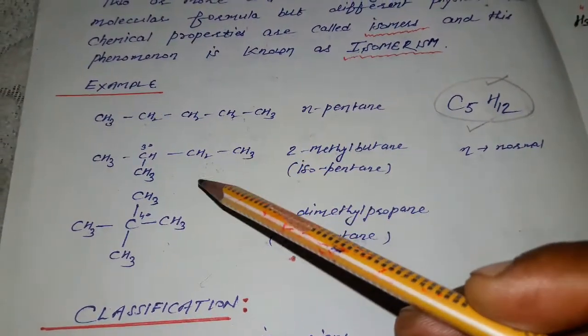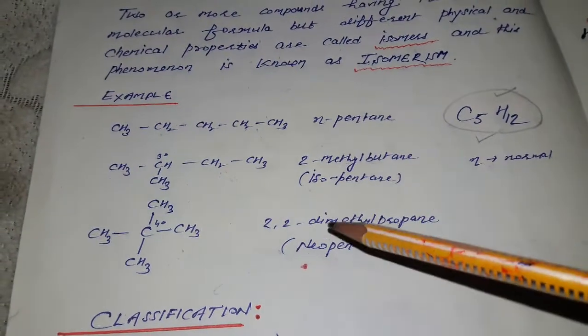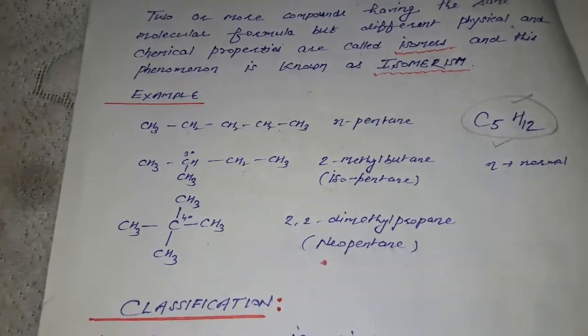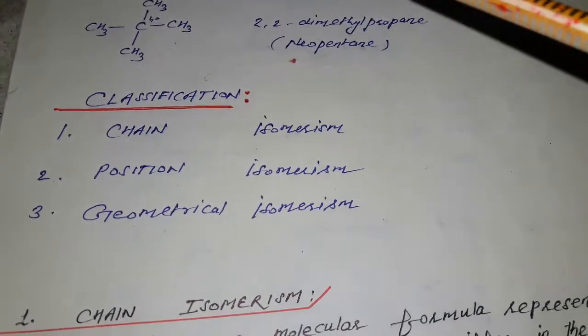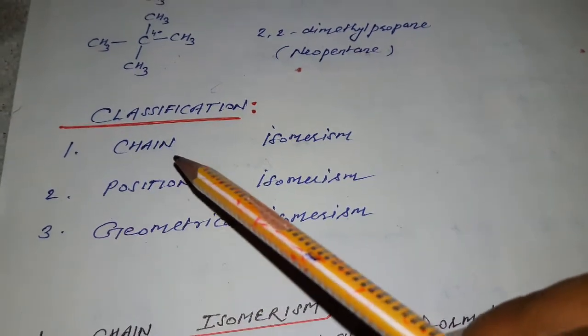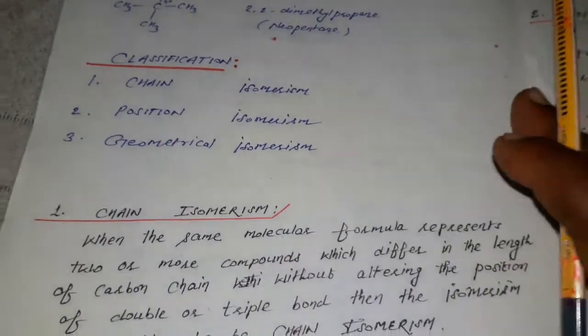These are different structures having the same molecular formula and different names. That's why these three compounds have different physical and chemical properties. In classification there are three types of structural isomerism. First is chain, second is position, and third is geometrical isomerism.